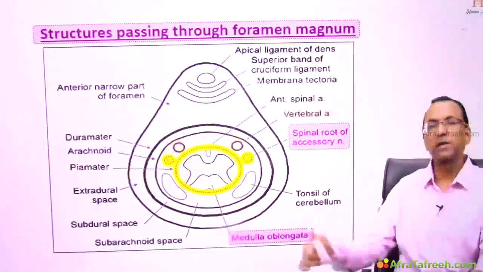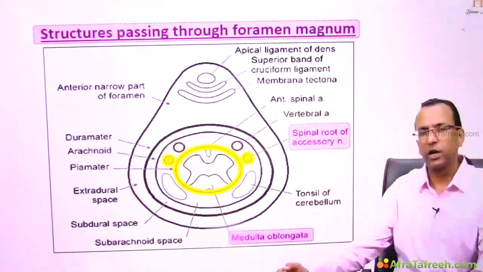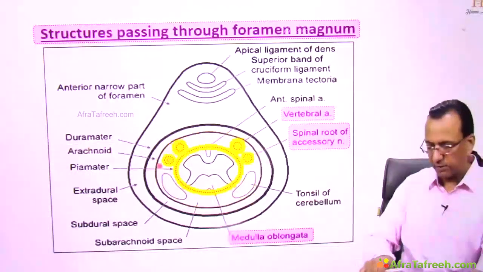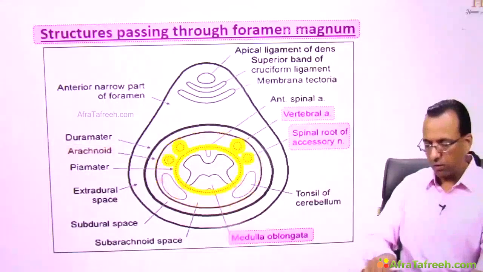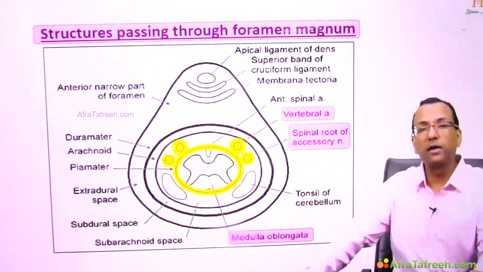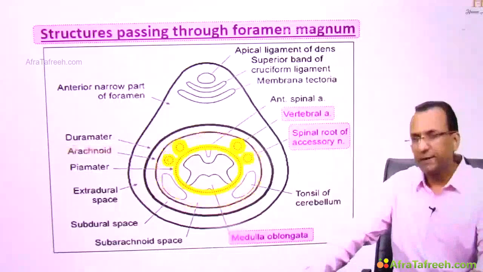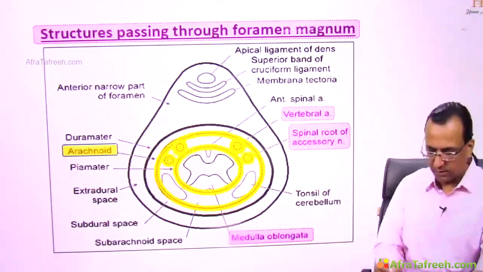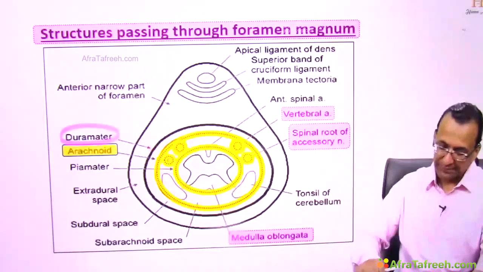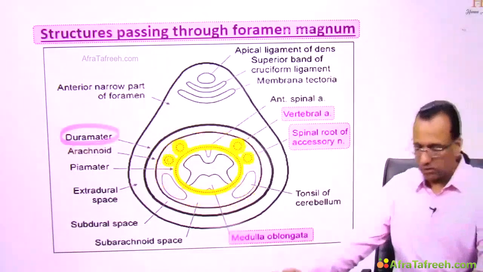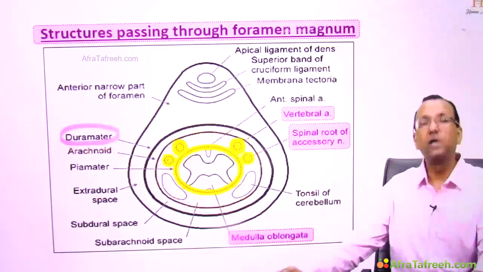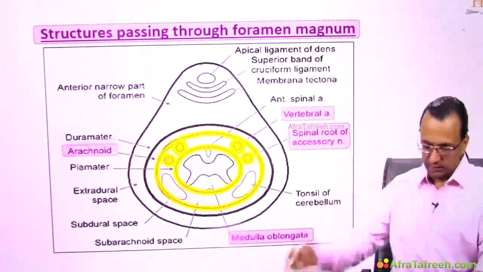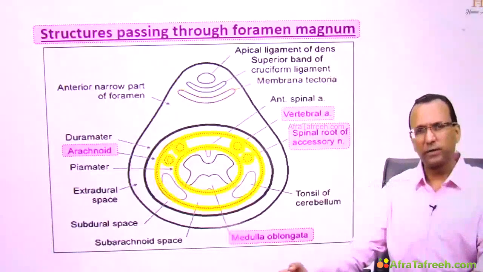Actually, all these structures are deep to the arachnoid mater. If they are all deep to the arachnoid mater, they are all surrounded by CSF, because that will be in the subarachnoid space. What is outside the arachnoid mater? That must be the dura mater. All these structures which we have discussed are under the arachnoid mater in the subarachnoid space. So is the tectorial membrane also in the subarachnoid space?